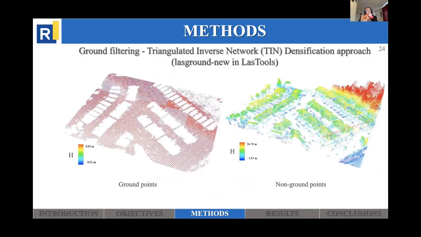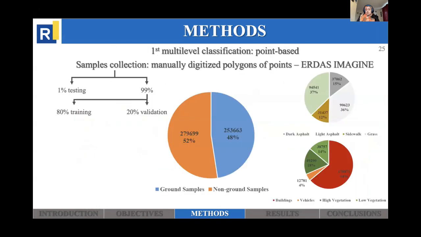So in the first step, ground filtering, which means separating ground points from non-ground points, this was done using the TIN, or triangulated irregular network, densification approach. This tool is embedded in LAStools. And this multi-level classification is a point-based classification. So training samples were collected manually using Erdas Imagine, and 1% of the data was held for testing, and the remaining 99% was subdivided into 80% for model training and 20% for model validation.